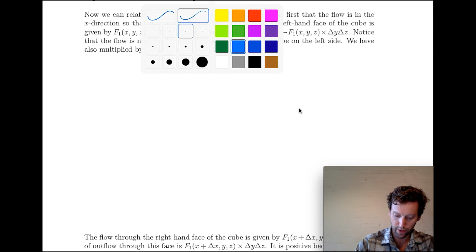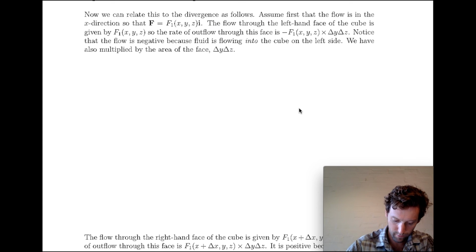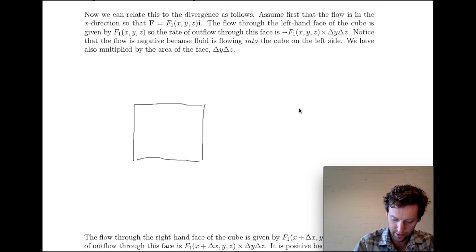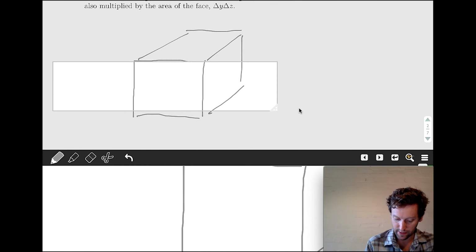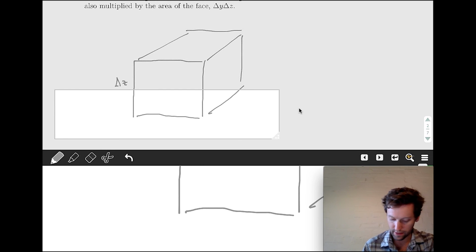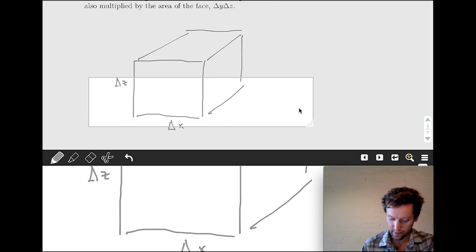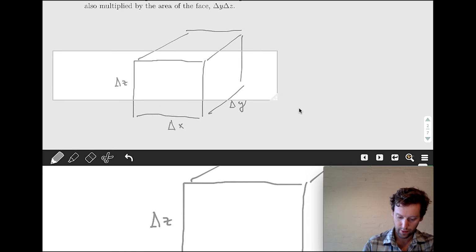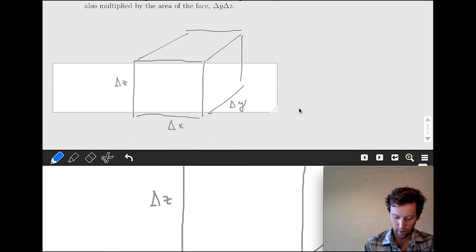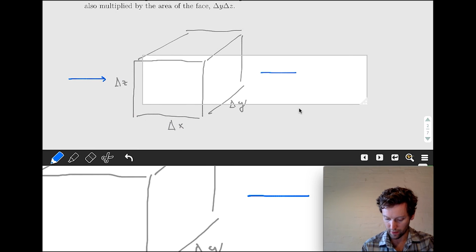So let's draw a little wire cube here. Let's give it dimensions delta x, delta y, and delta z. So let's set it up so that this side is height delta z, it's got a width of delta x, and it's got a depth of delta y. And let's imagine that we've got a flow coming in from the left-hand side, and we've got a flow leaving on the right-hand side.